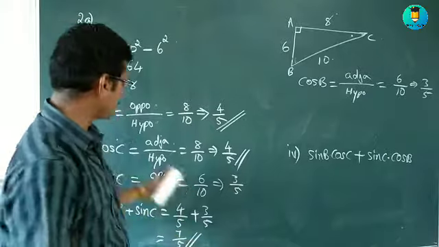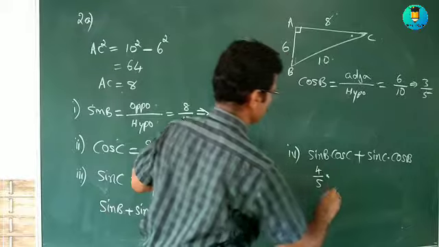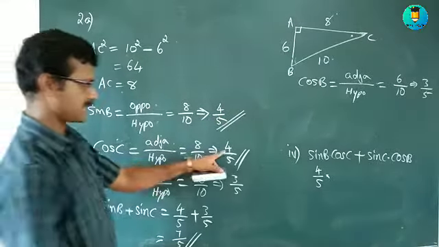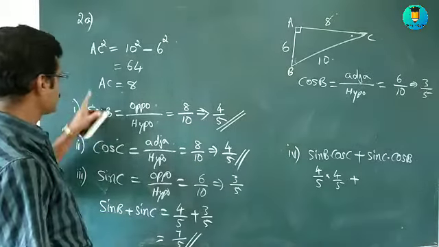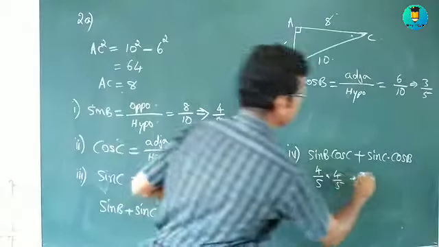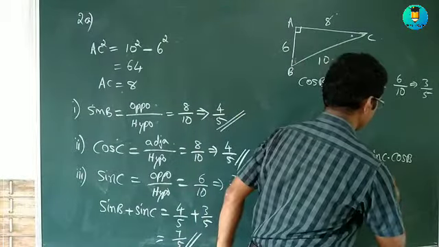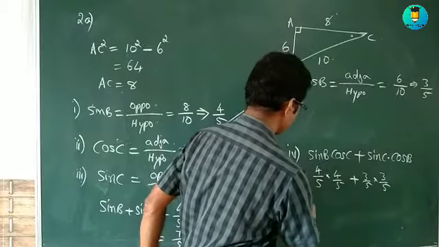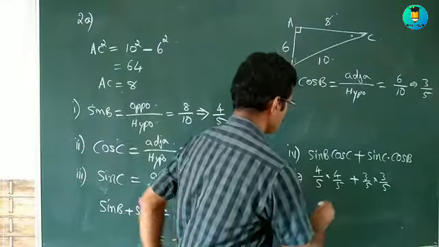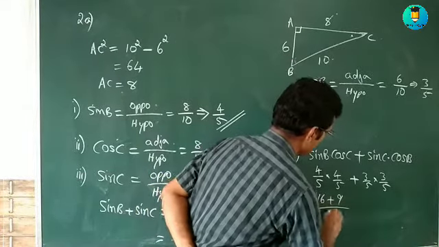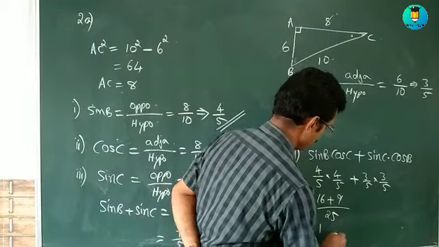So I will substitute, everything I already calculated. Sin B is 4 by 5. Here I put 4 by 5 into cos C. Cos C is 4 by 5, plus sin C we calculated here, 3 by 5, and cos B we calculated here, 3 by 5. So if I simplify, 16 by 25 plus 9 by 25, ultimately it is 16 plus 9 by 25. So it is coming 25 by 25, it is 1.